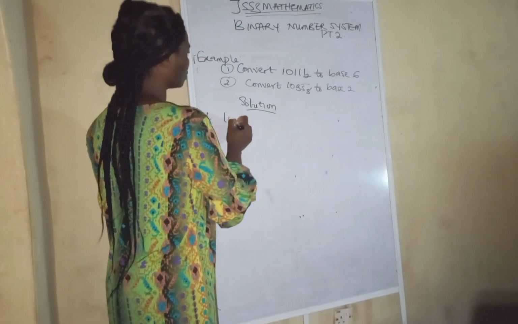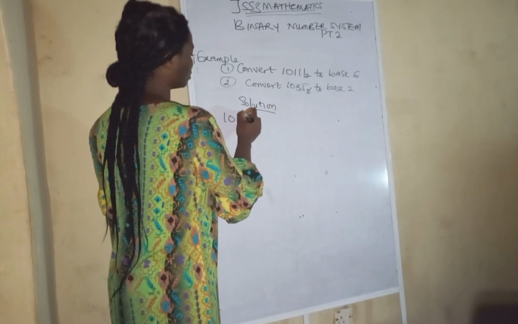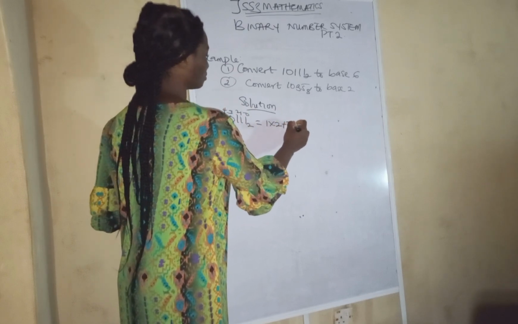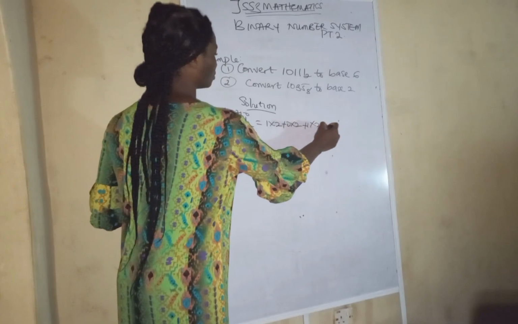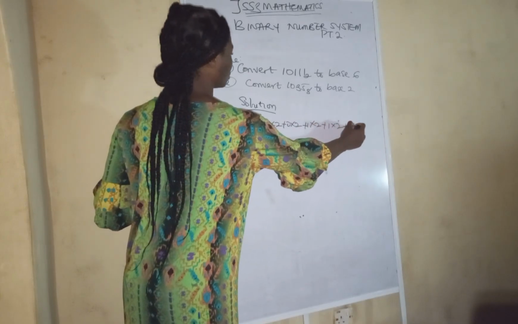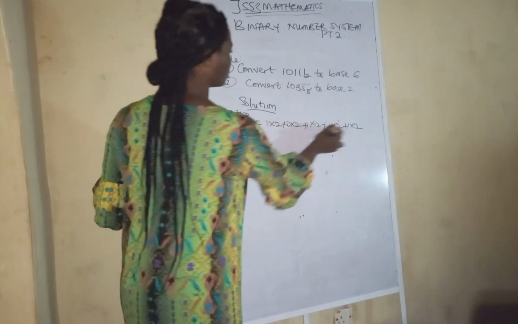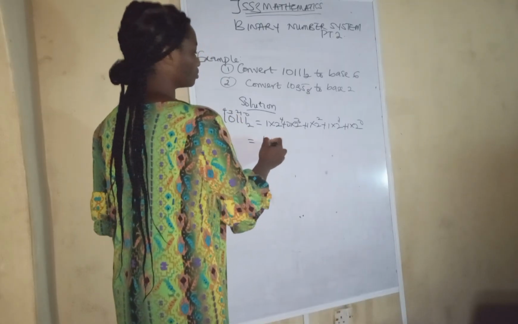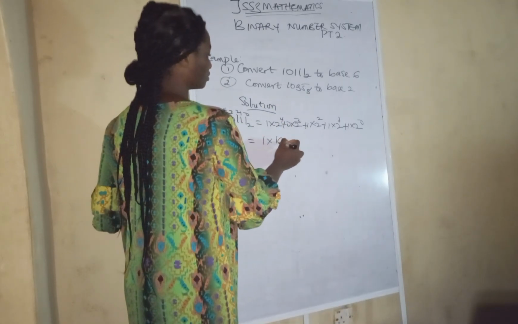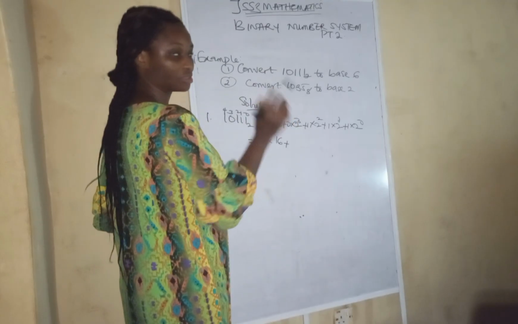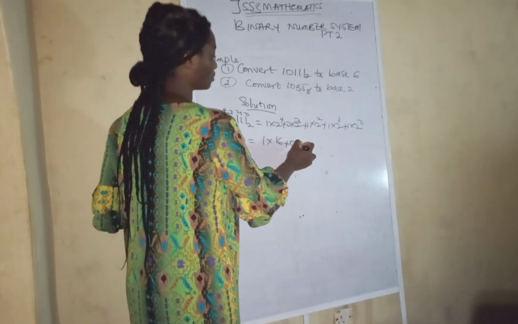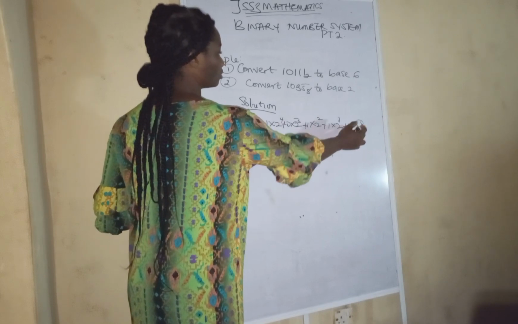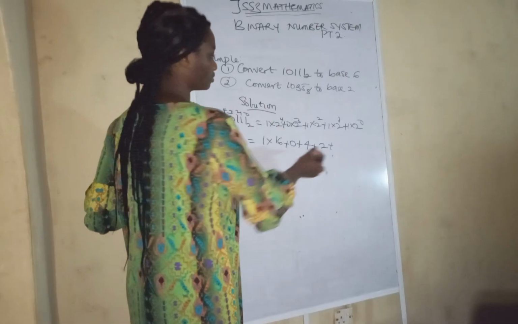Okay, so 10111, 0, 1, 2, 3, 4. Don't forget: 1 times 2 to the power 4, plus 0 times 2 to the power 3, plus 1 times 2 to the power 2, plus 1 times 2 to the power 1, plus 1 times 2 to the power 0. So 2 raised to the power 4 is 16. 2 raised to the power 3 is 8, times 0. Anything multiplied by 0 is 0. 2 raised to the power 2 is 4. 2 raised to the power 1 is 2. 2 raised to the power 0 is 1. So 1 times 1 is 1.